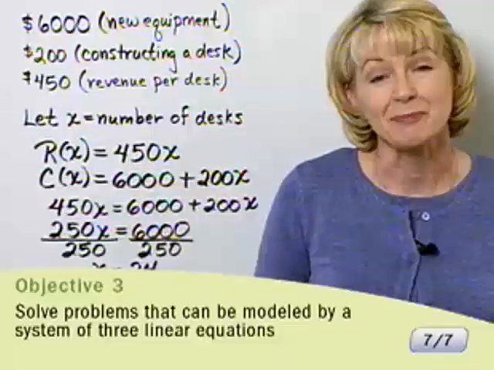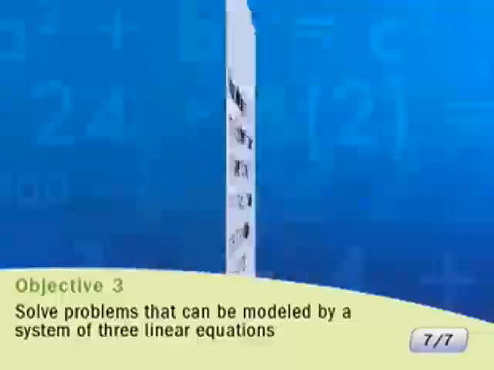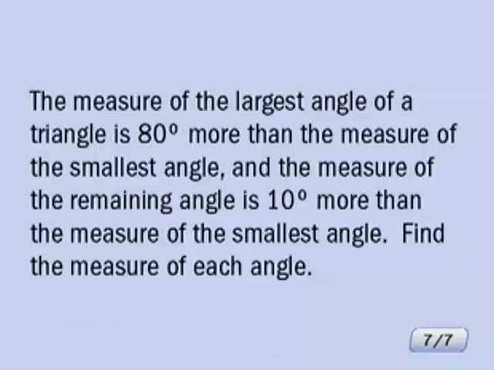Now let's look at another application. The measure of the largest angle of a triangle is 80 degrees more than the measure of the smallest angle, and the measure of the remaining angle is 10 degrees more than the measure of the smallest angle. Find the measure of each angle.